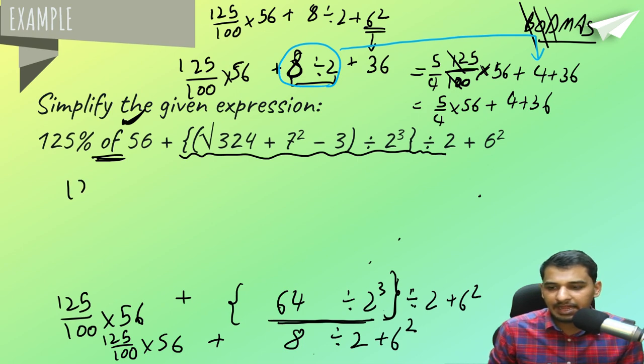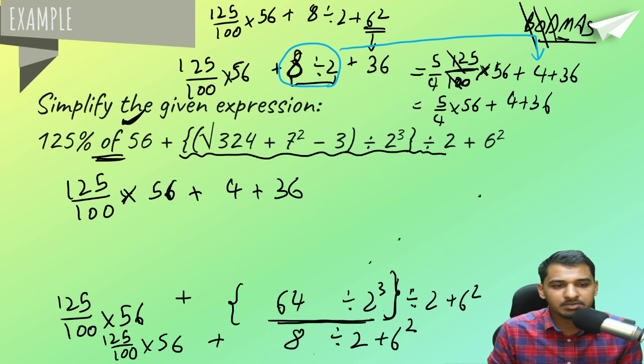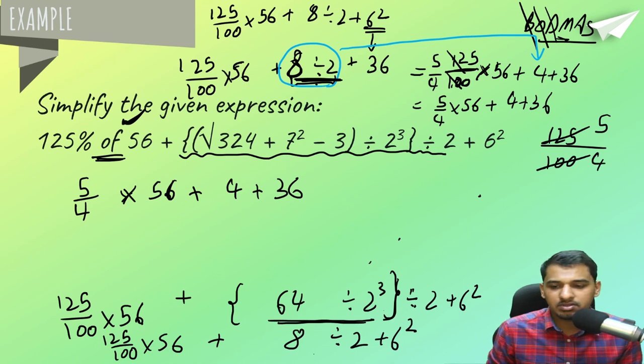So now what I had was 125 by 100 into 56 plus 4 plus 36. Now I will have to perform multiplication because I'm done with division. I divided 8 by 2. And 125 divided by 100 is 5 by 4, so I can write this as 5 by 4 after simplifying. I divided both by 25. 125 divided by 25 is 5, and 100 divided by 25 is 4. So this is 5 by 4.